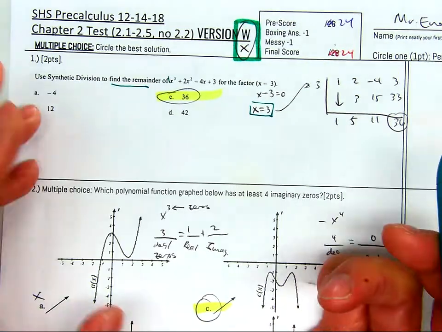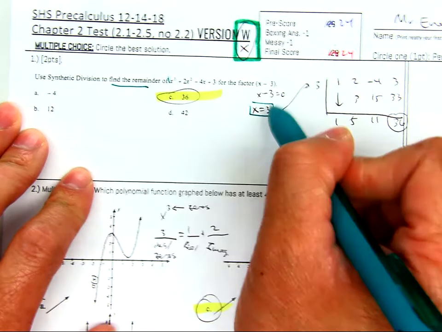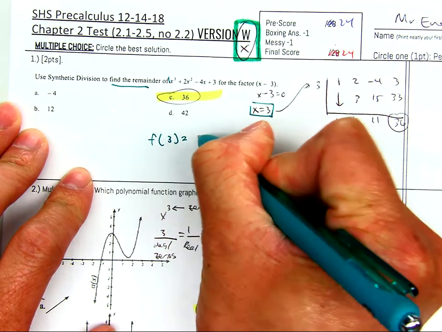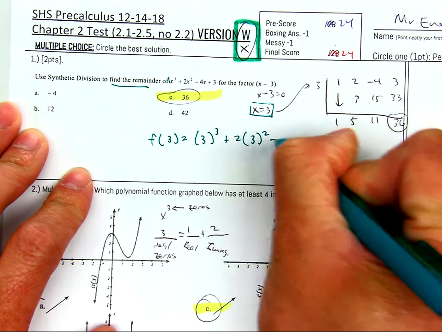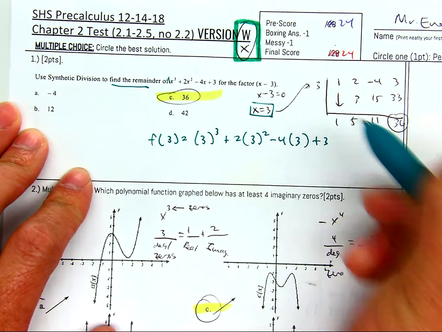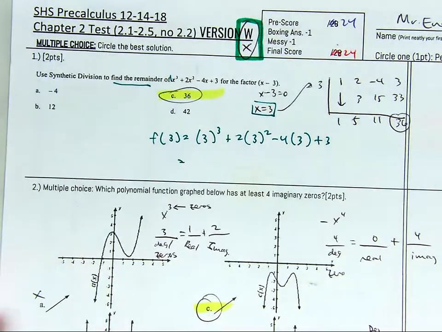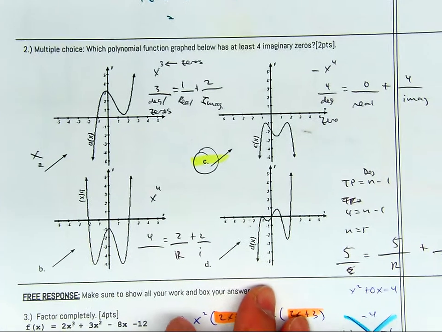Now, it is multiple choice. I'm not checking your work. You can also use the remainder theorem. You can just put in 3 into the function, and then just evaluate it, and you'll get it to be 36 as well. Okay? Question number 2, multiple choice.